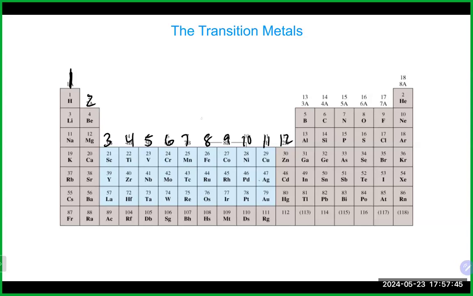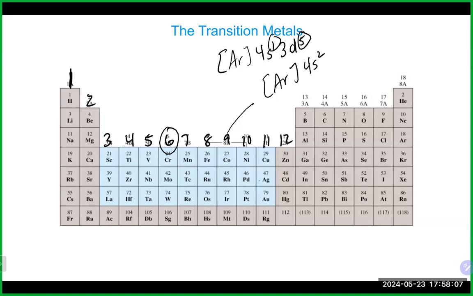So if we looked at our chromium that we just saw, which was argon 4s1, 3d5, that is 5 and 1, which is group number 6. And that would be how many valence electrons it has. If you rolled over to cobalt here, which is 27, that would be argon 4s2, 3d7. That is 7 and 2, which is 9, which would be how many valence electrons it has.